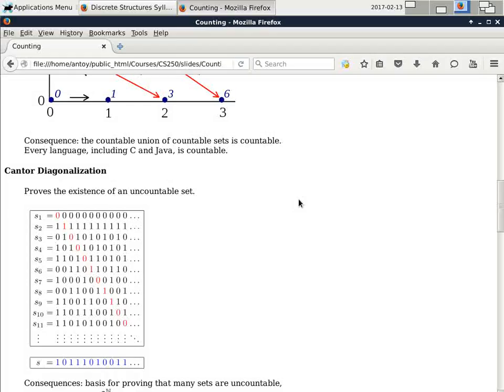So, what is the conclusion? The conclusion is that there is a set which is not countable. This is the set of all the infinite strings made of zeros and ones.